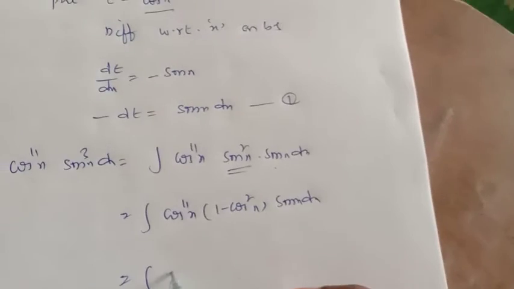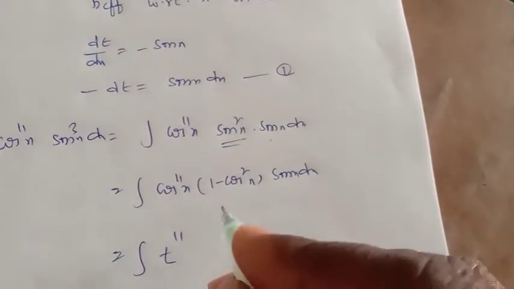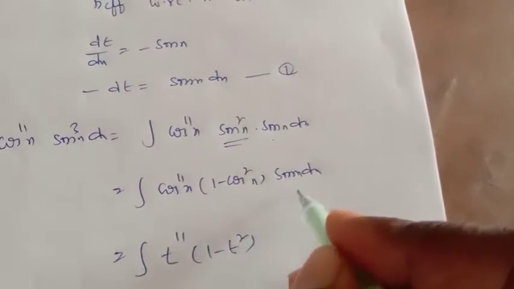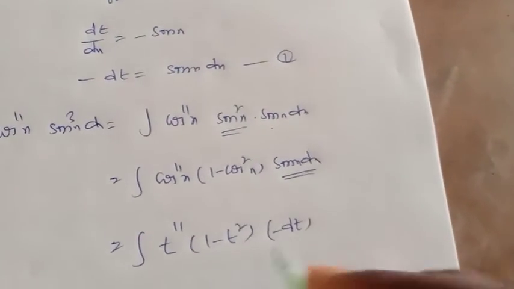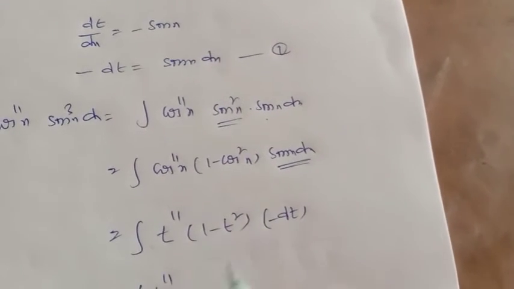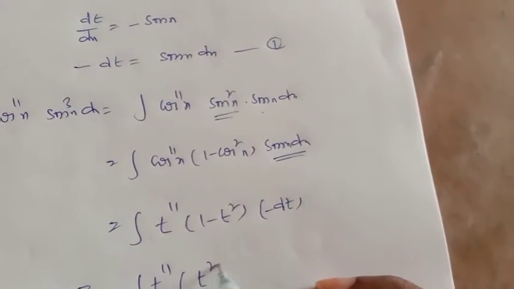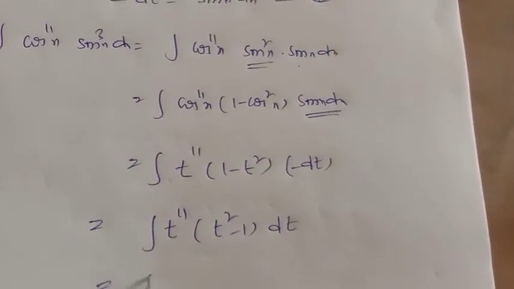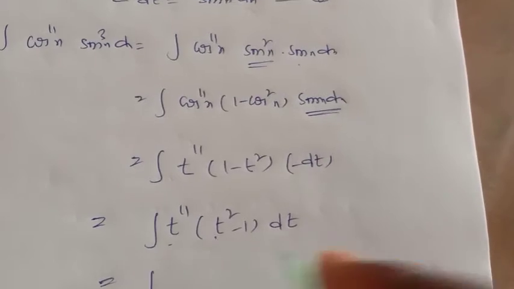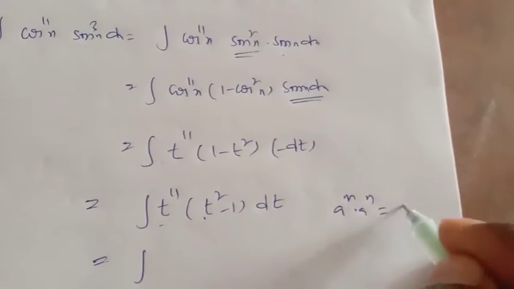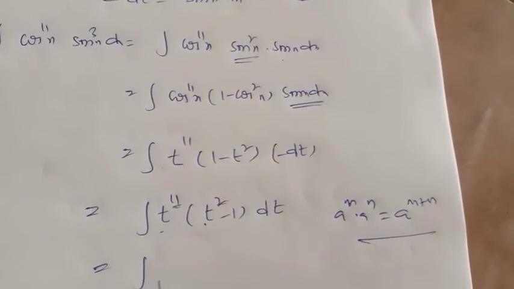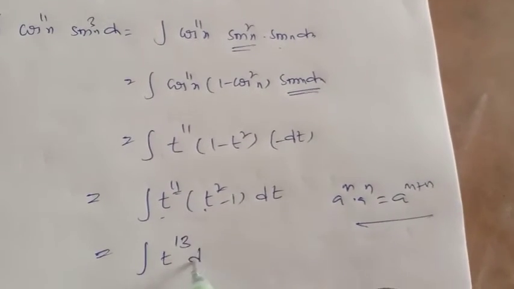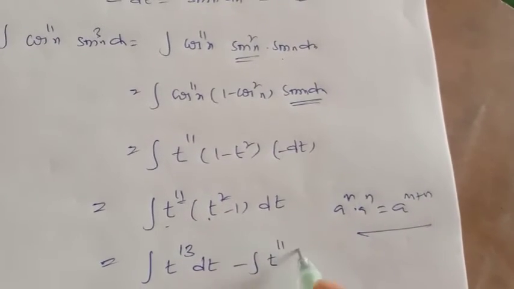Here substitute the t value, that is t to the power of 11 into 1 minus t square, and using equation number 1, sin x dx equal to minus dt, that equal to t to the power of 11 minus, multiply inside, that is t square minus 1, into dt. Here t to the power of 11 into t square, that is a to the power of m into a to the power of n equal to a to the power of m plus n. Here m equal to 11 and n equal to 2, that is t to the power of 13 dt minus t to the power of 11 dt.